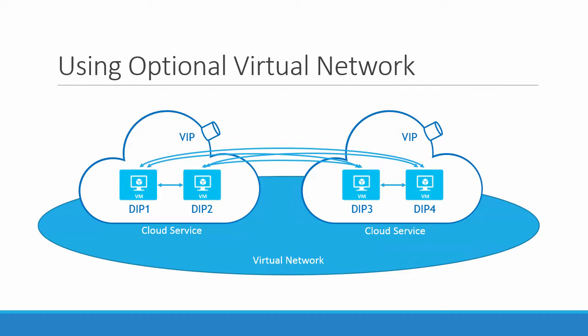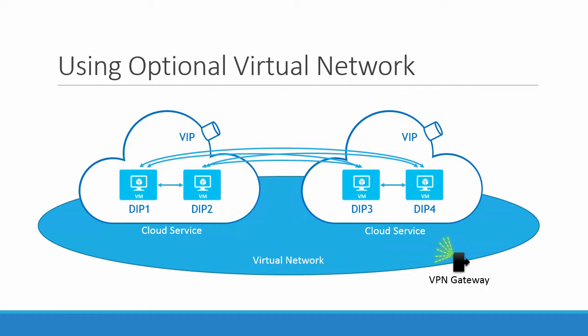All the VMs, even in different cloud services, can now communicate. So yes, they're still getting IP addresses from that pool. They're still configured by DHCP, but now they've got complete communication between them. And I can go a step further. I can create VPN gateways. So I could now connect this to my on-premises. I could connect it to other virtual networks.